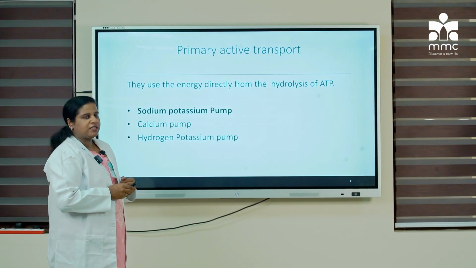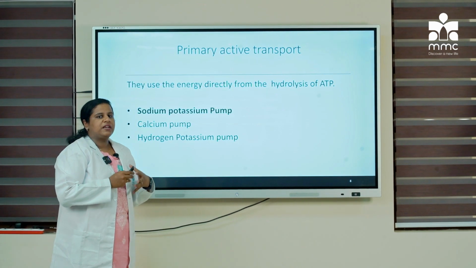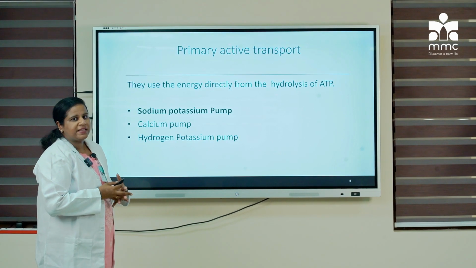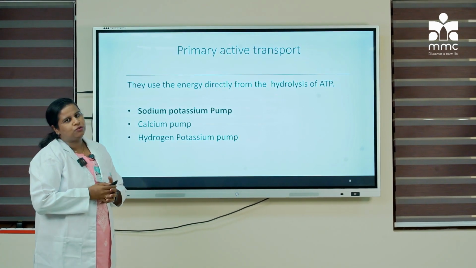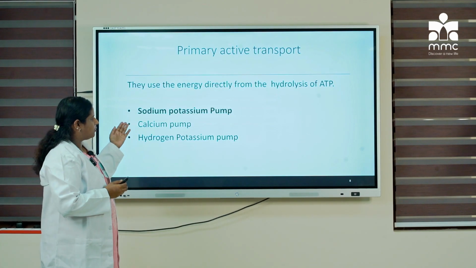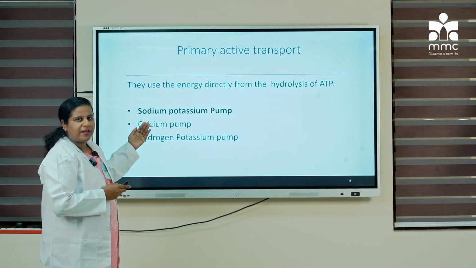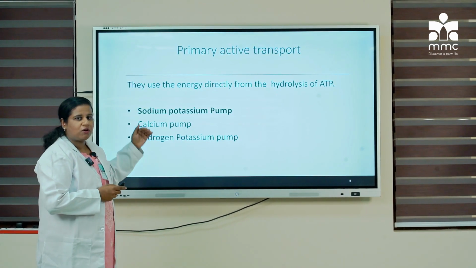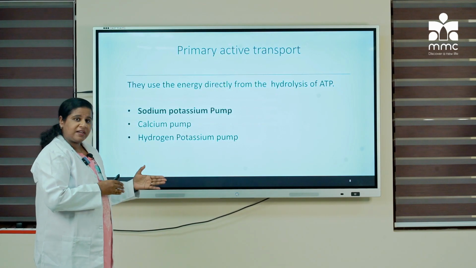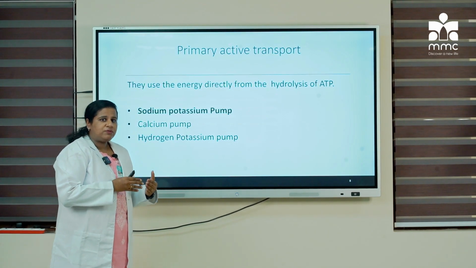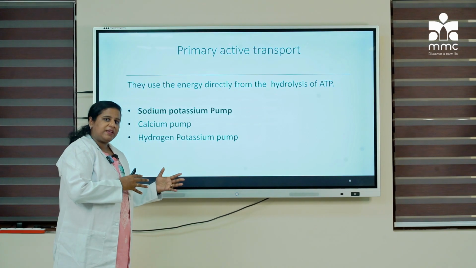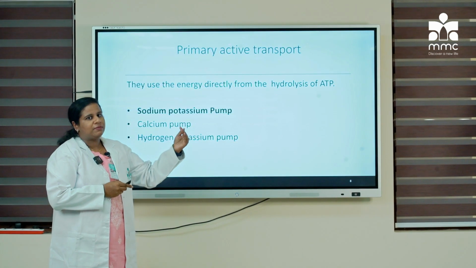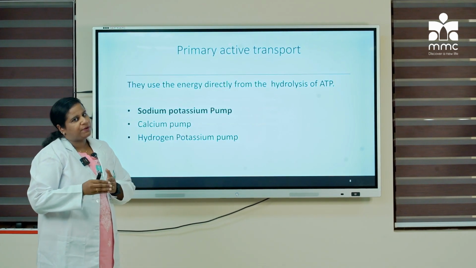In primary active transport, the mechanism of transport occurs by direct hydrolysis of ATP, and we use the common example of sodium potassium ATPase to describe it. We also call it a sodium potassium pump, and the other primary active transport pumps that we have are the calcium pump and the hydrogen potassium pump. These are the common examples that we use. Now, secondary active transport means we are using the energy produced by primary active transport to create a gradient of a particular ion, and the transport occurs according to this gradient. That is a topic for another session.